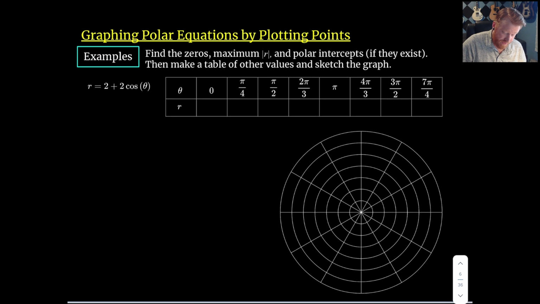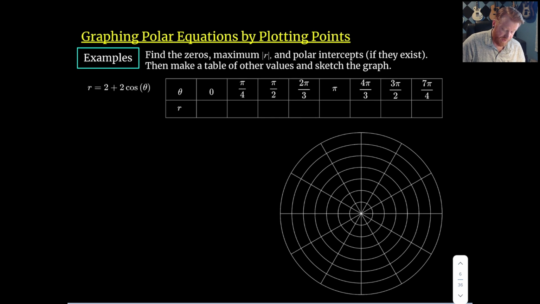So let's go ahead and take a look at this next example here. So here we still have 2. Now we switched to cosine of theta, but now we're adding 2 to it as well. So we might still be predicting we're going to get some sort of a circular shape here, but let's just go ahead and do the same stuff that we did before. We'll look for some zeros, some maximum values, see if there's any polar intercept. So the polar intercept, again, is where it goes through the polar axis here.